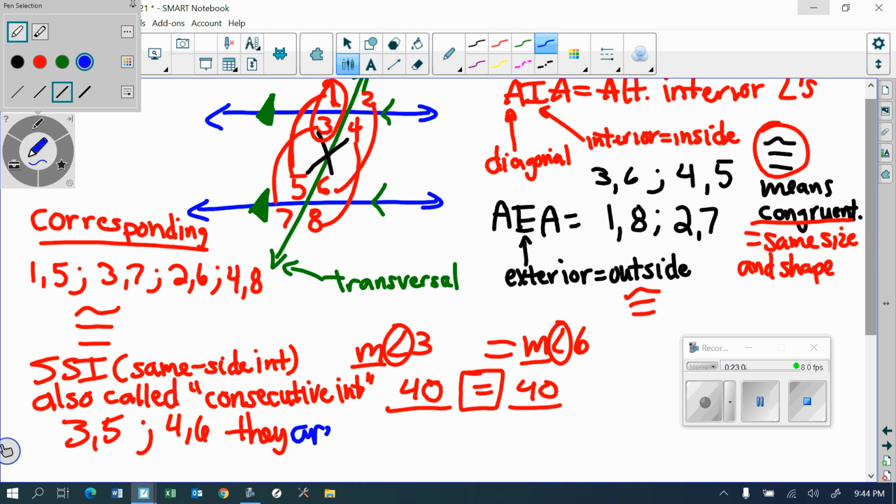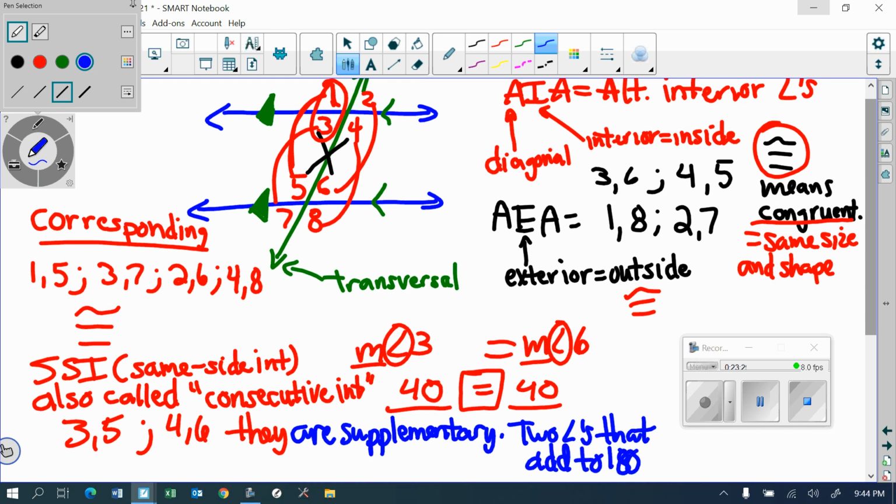They are supplementary. Okay, so now we need to go ahead and break down that word. Supplementary means, by definition, two angles that add to 180 degrees. Okay? Supplementary is the vocab word. You gotta have that memorized. Two angles that add to 180 degrees.